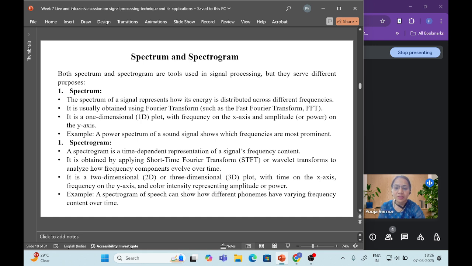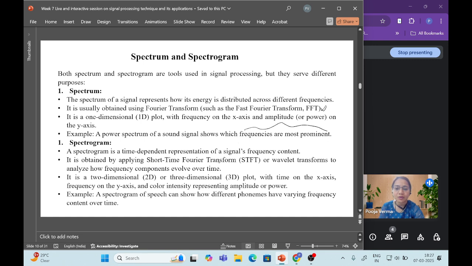Basically it uses the Fourier transform. It is a one-dimensional plot with frequency on the x-axis and amplitude on the y-axis. So a power spectrum of a sound signal shows which frequencies are the most prominent. It is used for that.